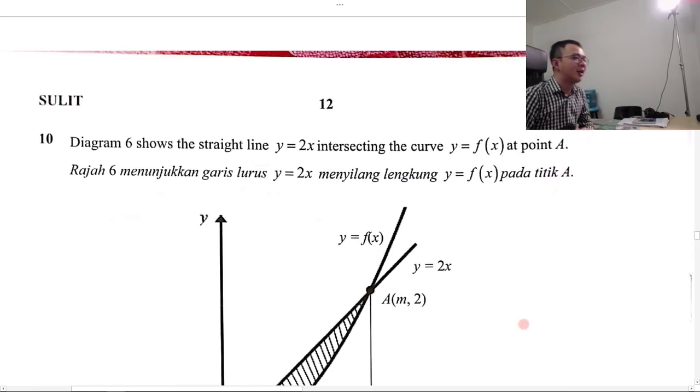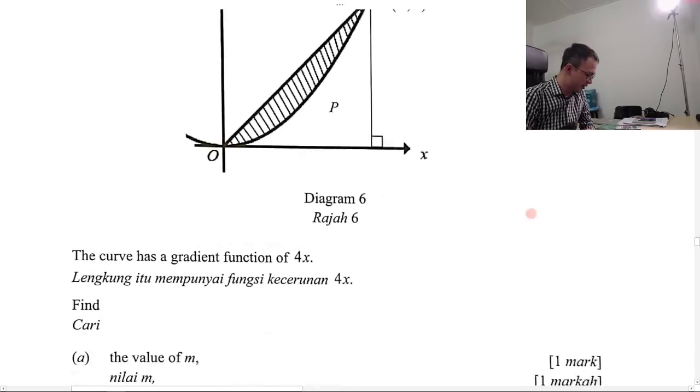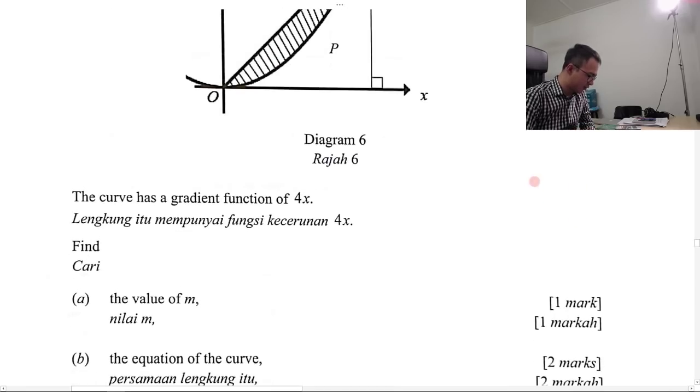Integration. Alright, so you have diagram 6 showing the straight line y equals 2x, and the curve y equals f(x), and they intersect at the point A. You have the y value of A, which is 2. So you have a diagram like this, and the curve has the gradient of 4x. Alright, so find m first.